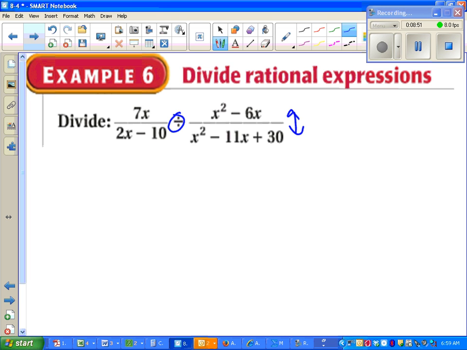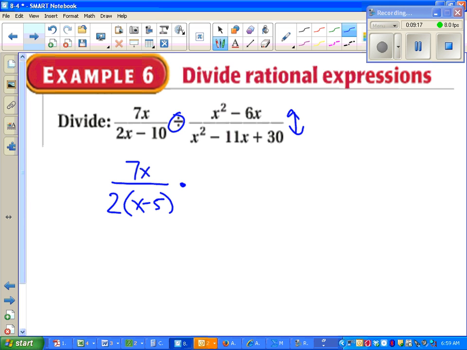As I flip it over, I might as well factor it. 7x does not factor. 2x minus 10. Before I just give you the answer, why don't you pause the video and try to factor all of these on your own. If you thought that 2x minus 10 factors by taking out a 2, good job.